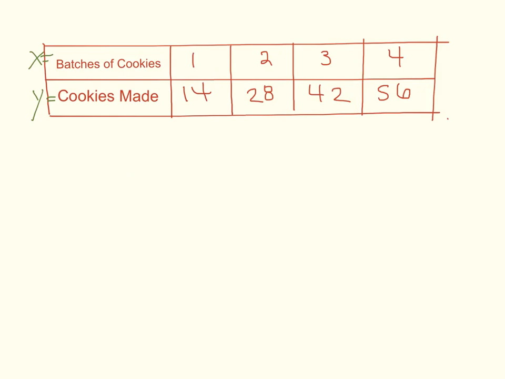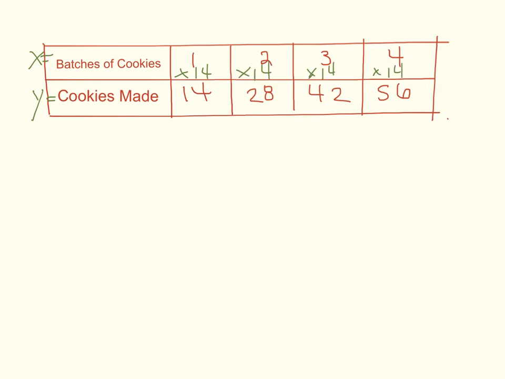Let's try multiplication. Another way I could get from 1 to 14 would be to multiply by 14. Let's look to see if that's going to work for the next part of the table. 2 times 14 does work for 28. 3 times 14 works for 42. And 4 times 14 also works for 56. That tells me that my relationship between my x values and my y values is that x is being multiplied by 14 to get to y.